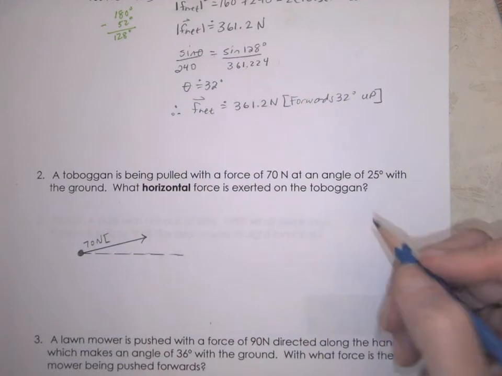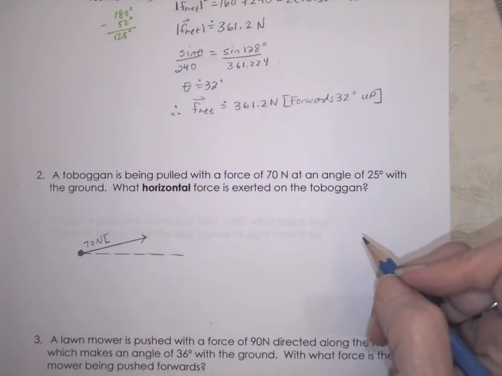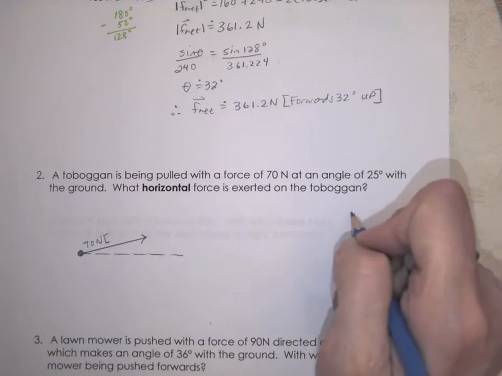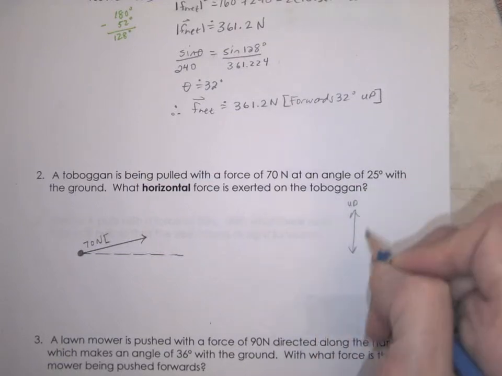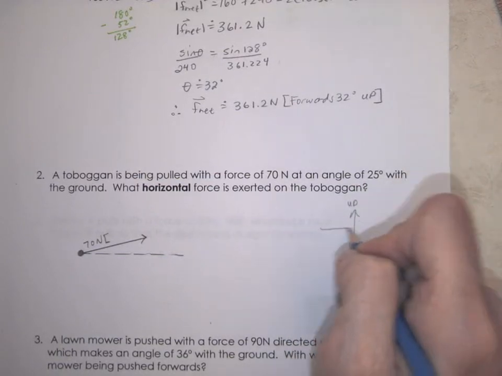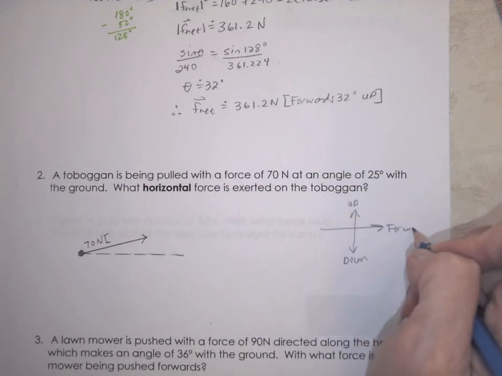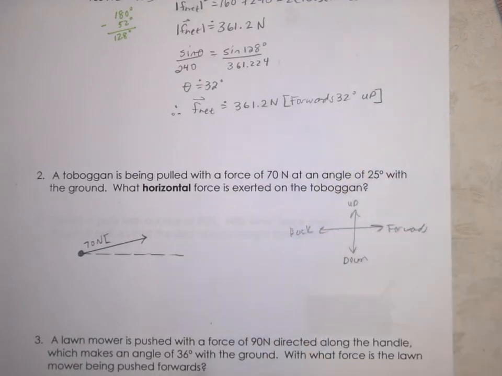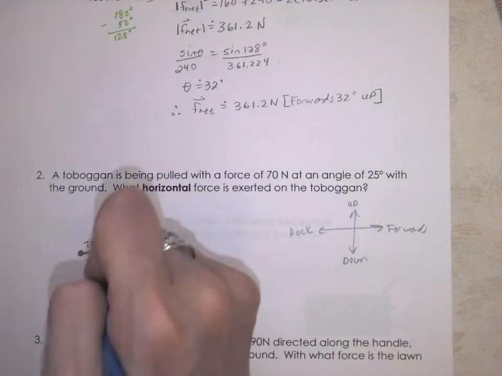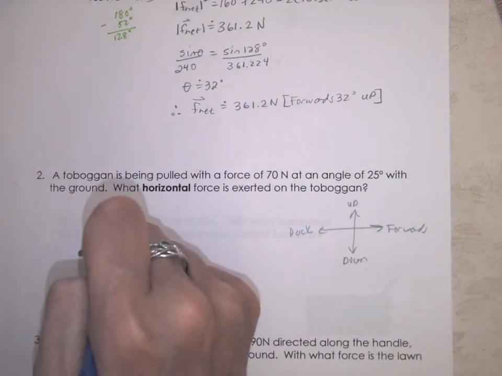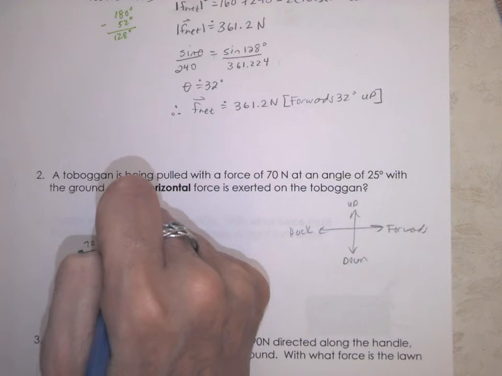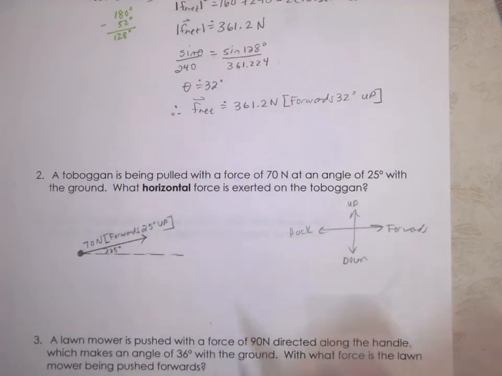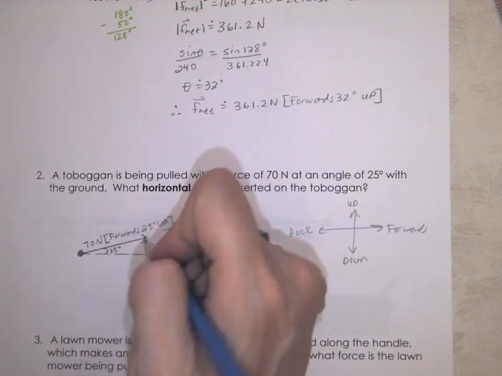And then my direction is going to be same as it was above here. So we have up, down, forwards, and that would be backwards. So the 70 newtons is going to be, because this is 25 degrees in here, forwards, 25 degrees up. So there's my labeled vector with my arrow.